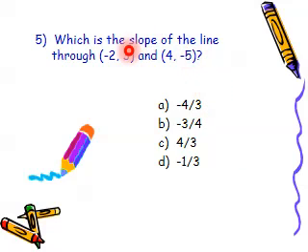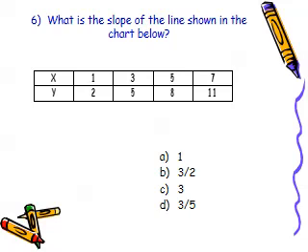All right, the answer to this one is A. So negative 5 minus 3, that's negative 8 on top. 4 minus negative 2, that's 6 on the bottom. So when we simplify that, negative 8 over 6, we get negative 4 over 3.